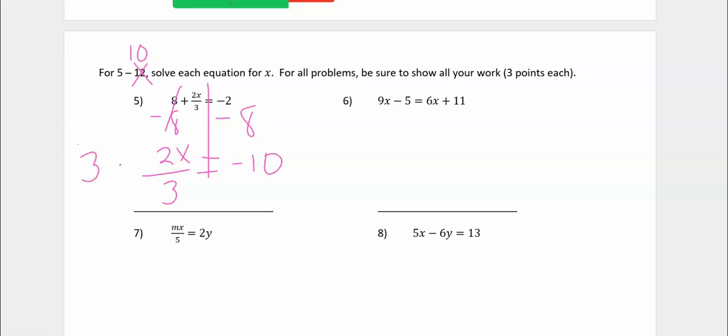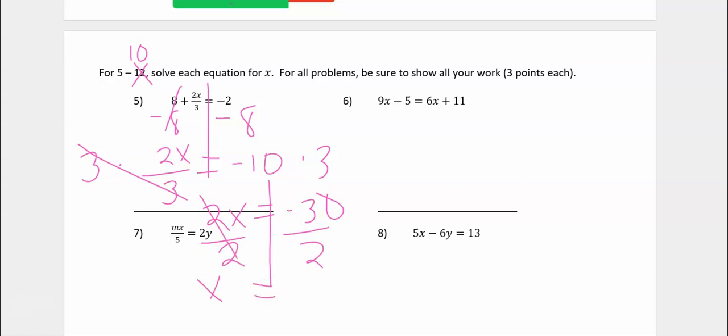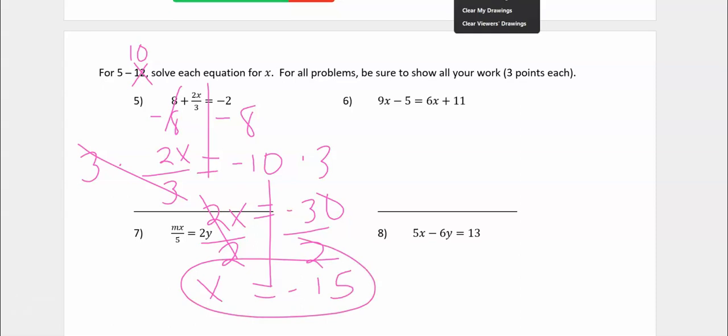Now you're going to multiply by the 3. So it'd be 2x equals negative 30. Last step is to divide by 2. Watch your signs. Negative divided by a positive is negative 15.